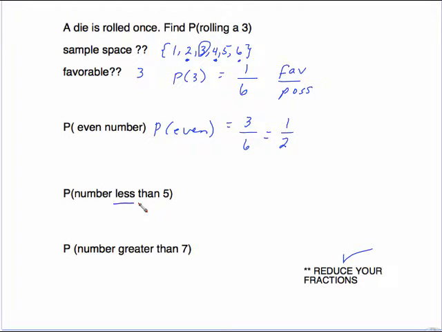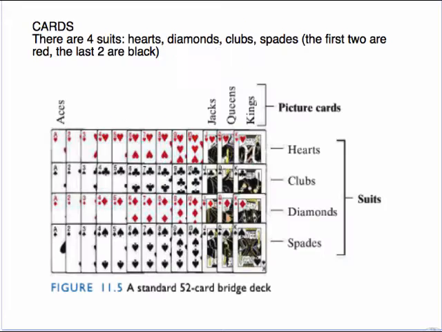A number less than 5. We need to be careful about that less than. The numbers that are less than 5 are 1, 2, 3, 4. Not 5. 5 is not less than 5. 5 is equal to 5. So there are 4 things that are less than 5 out of that possible number of 6. Reduces to 2/3. We want the probability of a number greater than 7. Do you see any numbers in here greater than 7? Nope, that's our 0. That's our impossible probability.